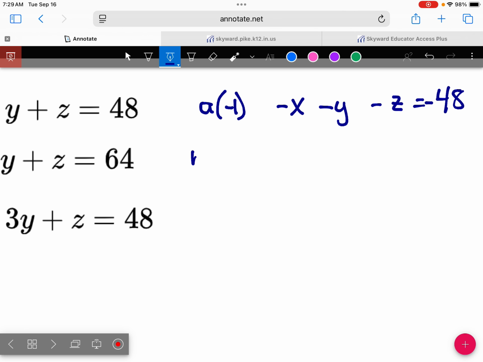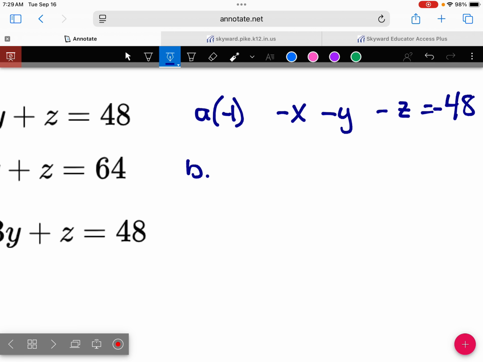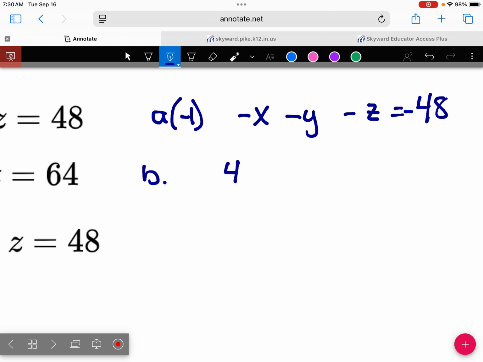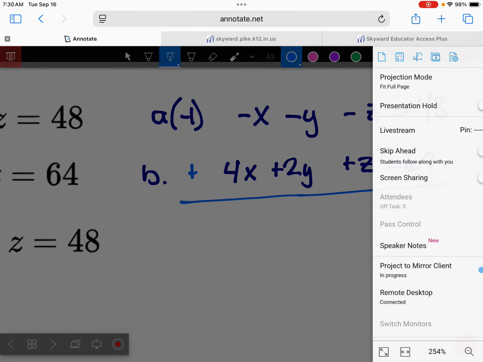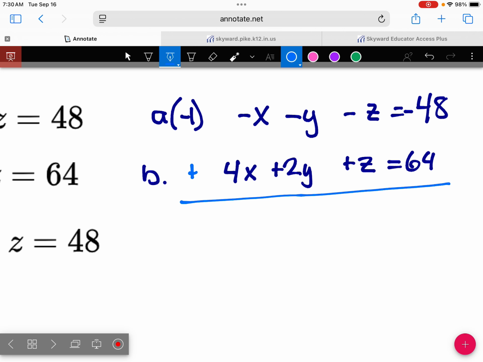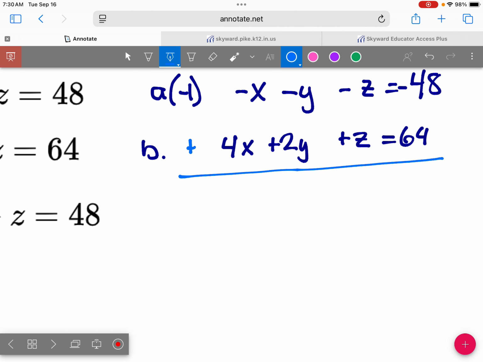And then if I bring something like b over, and I don't even have to change anything, 4x plus 2y plus z equals 64. This pair, we can straight up add together. I'm going to zoom it in just because it's really small. And what do we get when we add those two together?